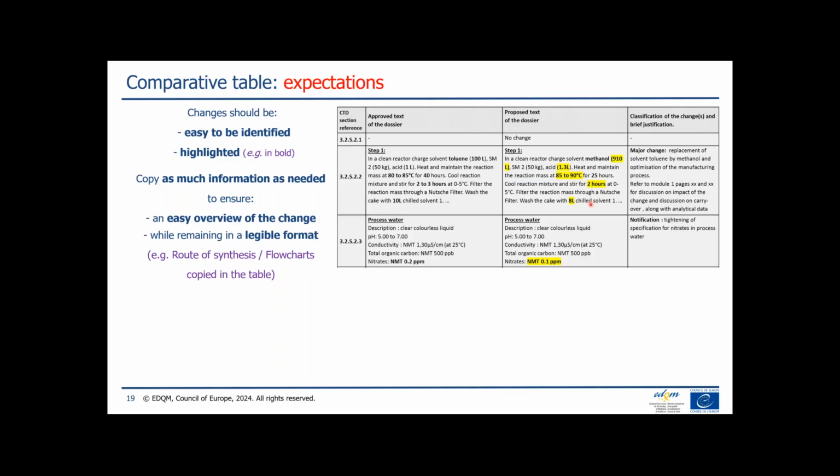However, for example, I can even criticize this comparative table and say that there is a solvent change, toluene to methanol, but this is not highlighted. So this will probably be a bit more difficult to spot. I will spot it, but in order to facilitate the EDQM assessor, you can also highlight this.